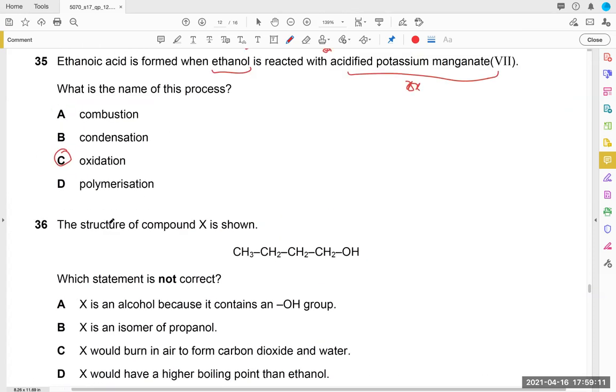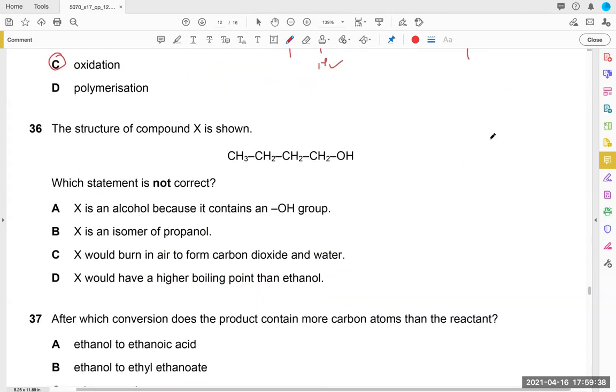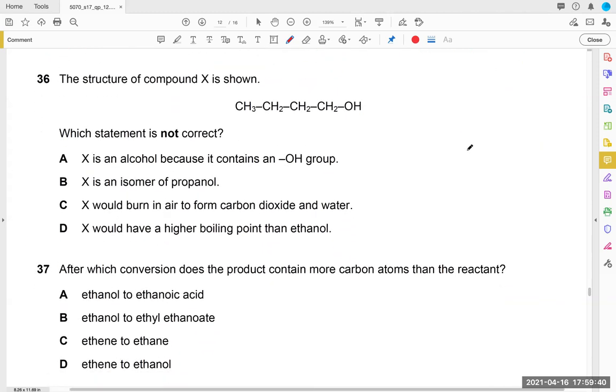How is this oxidation here? Using the definition: ethanol has this group and ethanoic acid has this group. So what's the difference? Number 1, an oxygen is added, and number 2, 2 hydrogen are taken out. So both definitions of oxidation are happening. One is removal of hydrogen, which happened, these two were removed, and addition of oxygen, which happened, it was added.